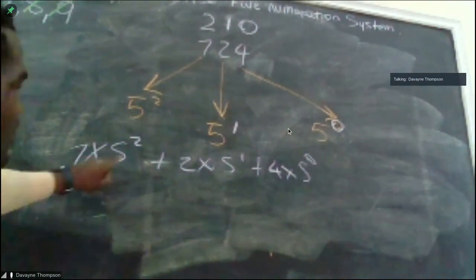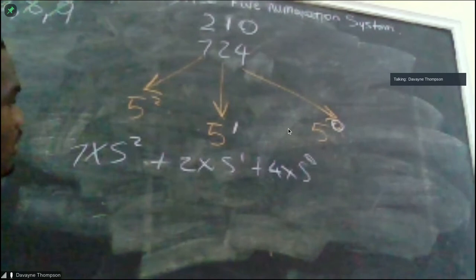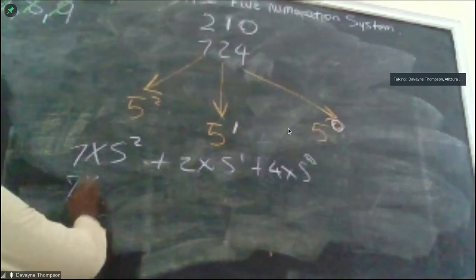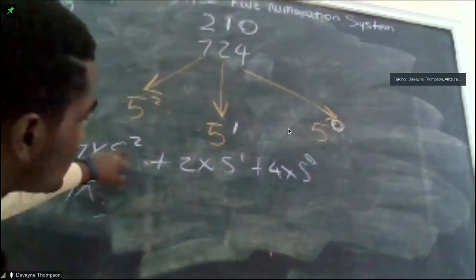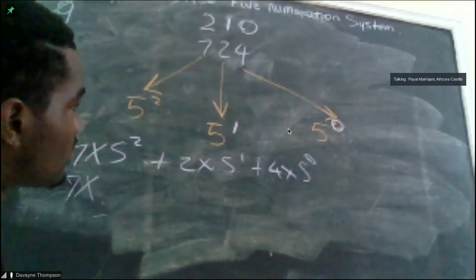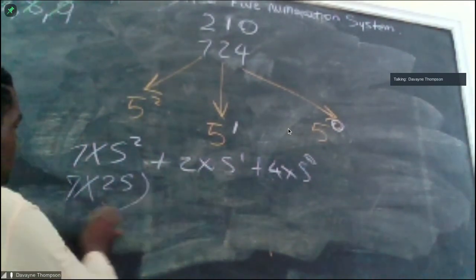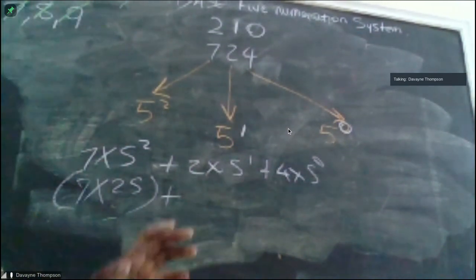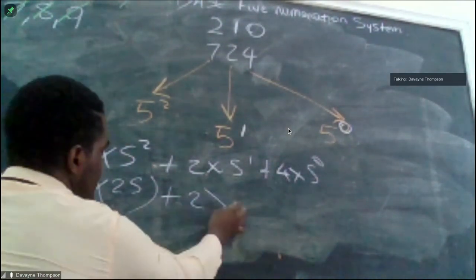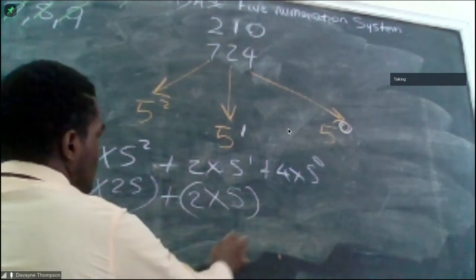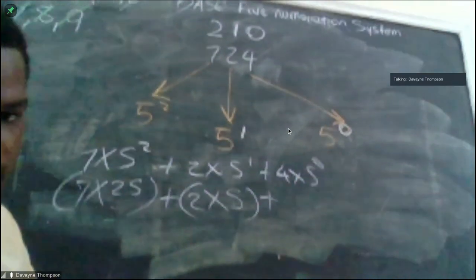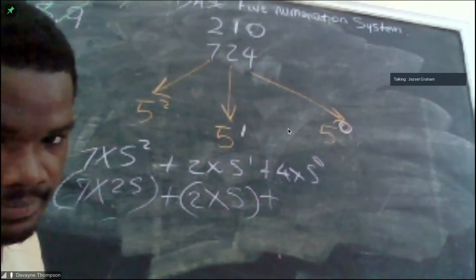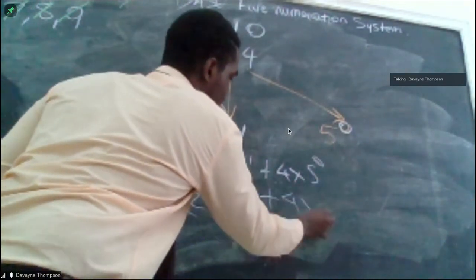Alright, so what is 5 to 2 for me? What's 5 times 5? Because 5 to 2 is the same thing as 5 times 5. 5 times 5 is 25. Let's put this in a bracket by itself. We're going to have now 5 to the 1, which is just 5 itself, so 2 times 5. And now, what's 5 to the 0? 5 to the 0 is 1. So we're going to have 4 times 1.